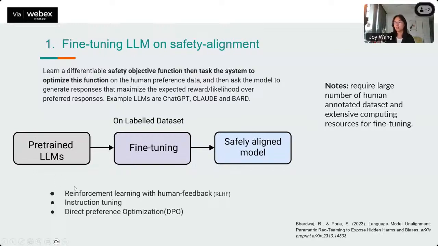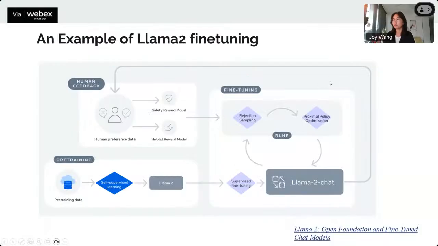The typical techniques involve reinforcement learning with human feedback, instruction tuning, or another approach called direct preference optimization. There is actually a lot of research work in this area, so if you are interested, you can read more papers on this.